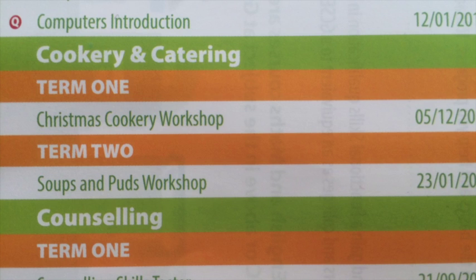And the third problem is that for me there's no indentation. Think about it for a second. How much easier would it be to understand that Term 1 and Term 2 were lower orders, were subordinate clauses, if you like, to cookery and catering? How much easier would it be if it was indented slightly, moved to the right just a little bit?